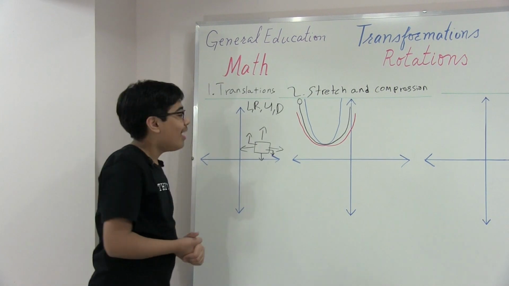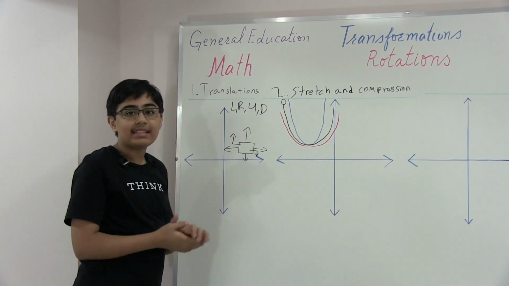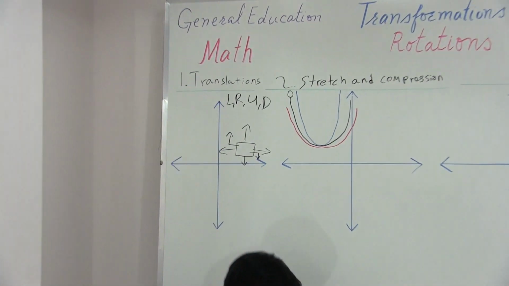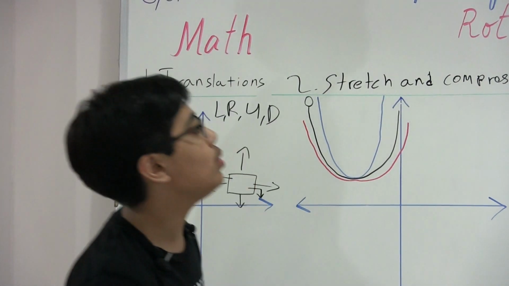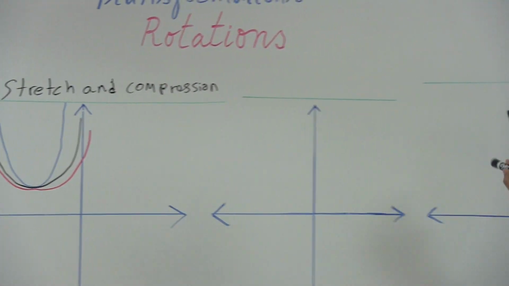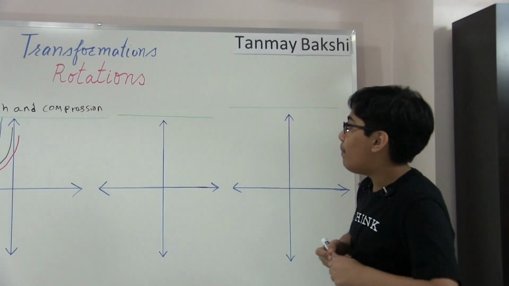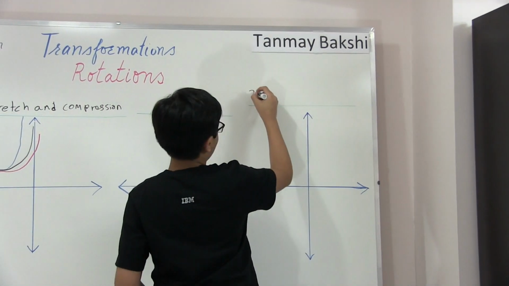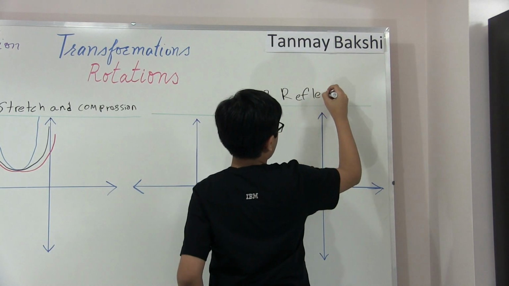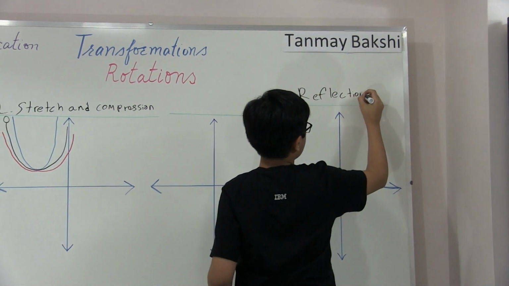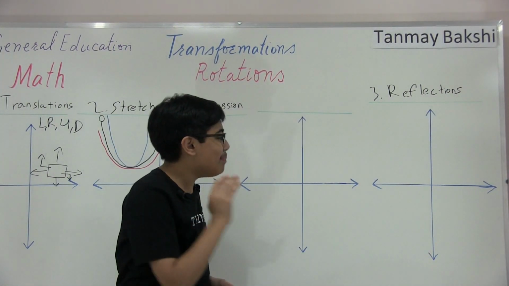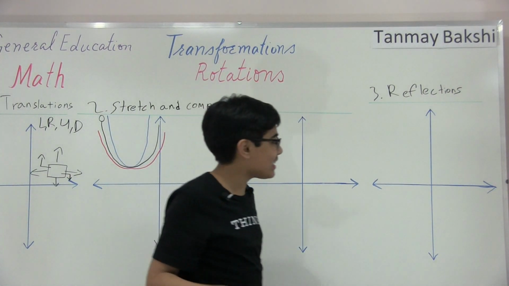Alright, so now let's actually try something else. Before I get into rotations, which we're going to be talking about in a second, let's talk a little bit about reflections. So, alright, reflections, what are they? Well, this is best explained with an example. So let's take an example.